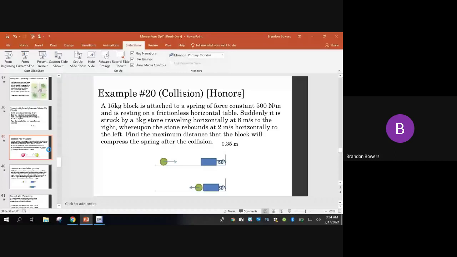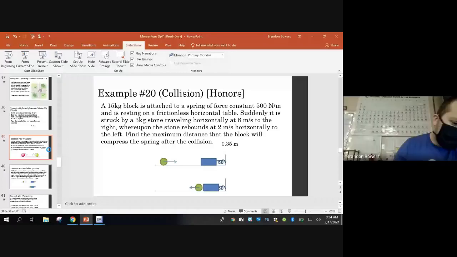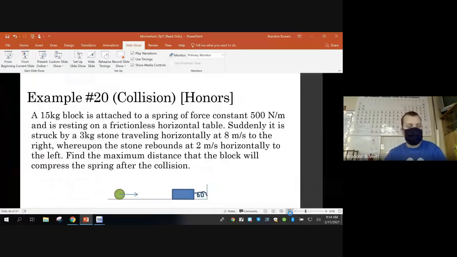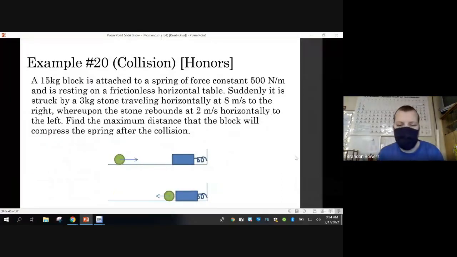Let's see. I would think there's going to be... I think so. Talking about springs, we're gonna try one example out. These are springs. A 15 kilogram block is attached to a spring with a force constant of 500 newtons per meter and is resting on a frictionless horizontal table.